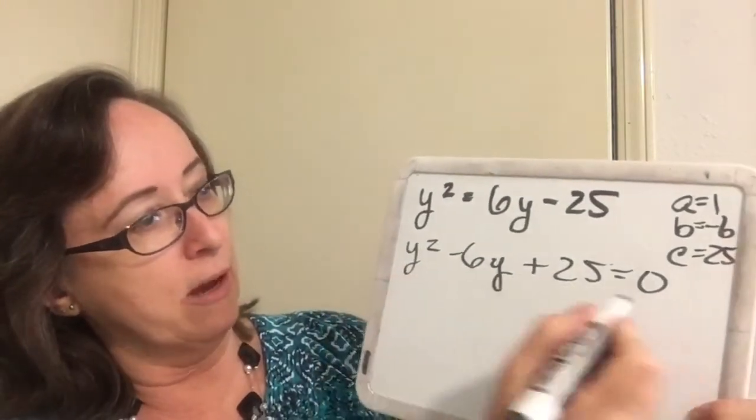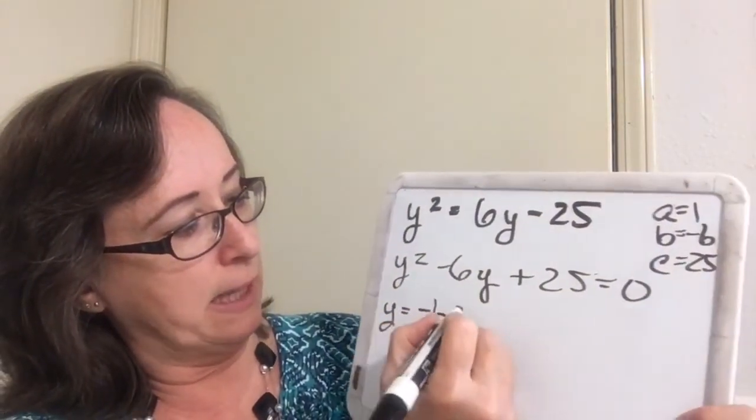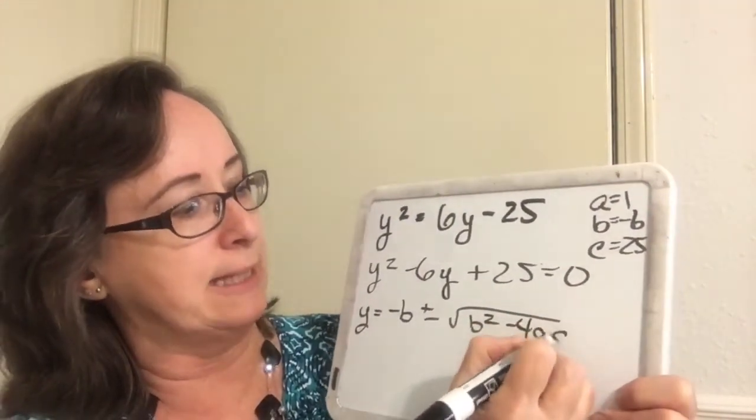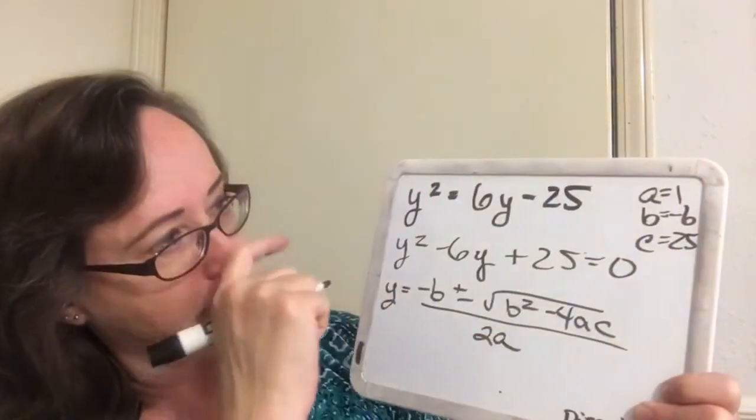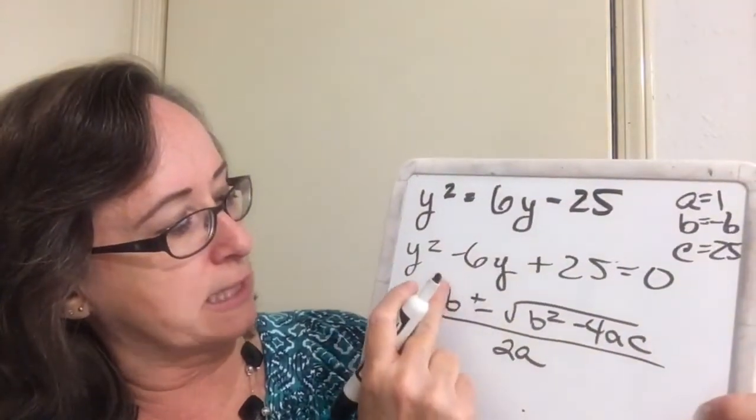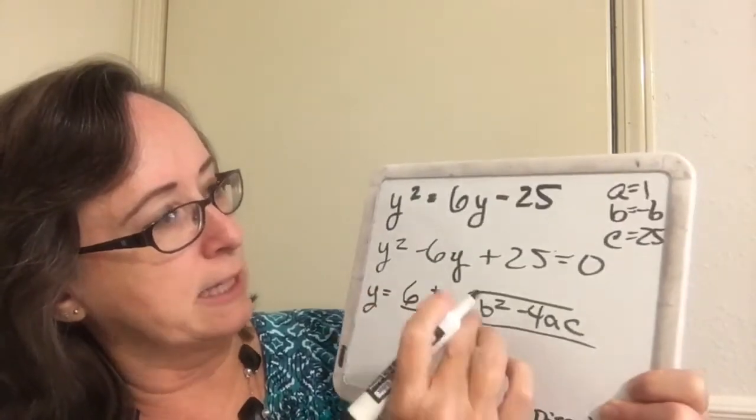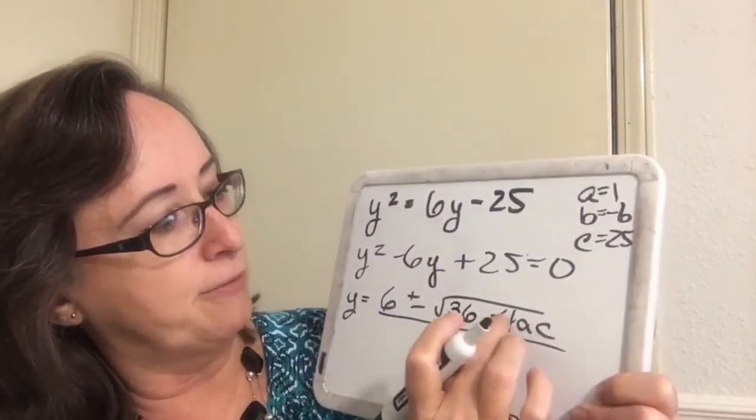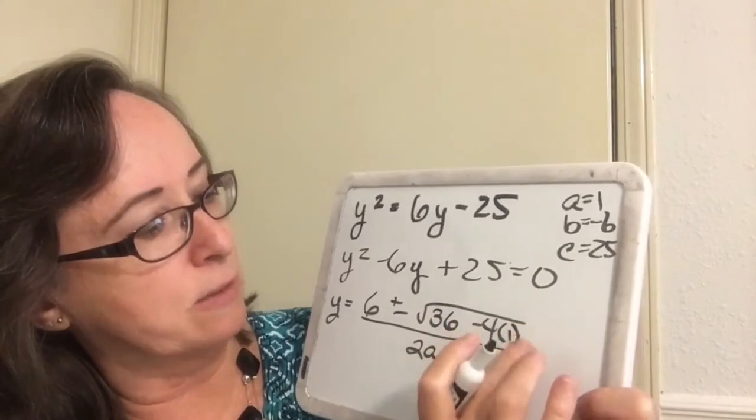Okay, so now when we write down y equals negative b plus or minus the square root of b squared minus 4ac all over twice a, and I start to plug in. So negative b is going to be a negative 6, so that's going to be a positive 6. Plus or minus b squared is going to be a 36 right here. And then the 4 times the a, and the a is 1. And the c is 25.